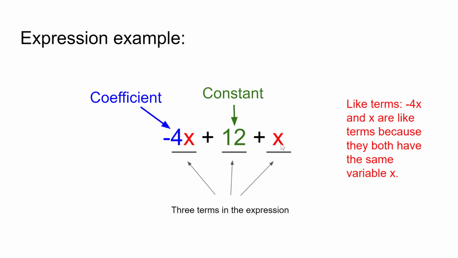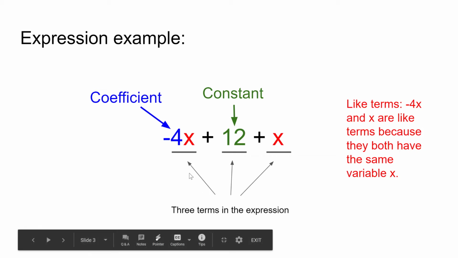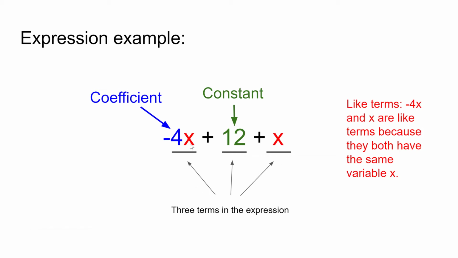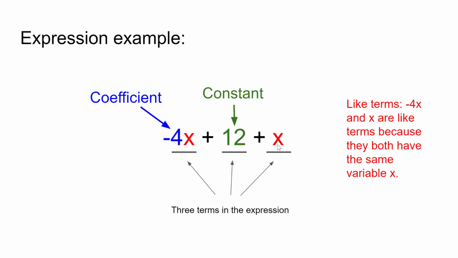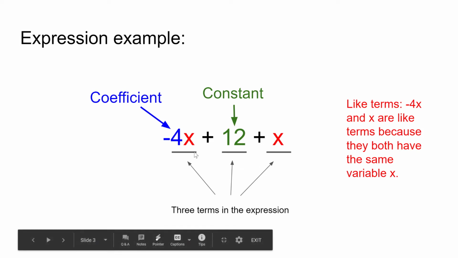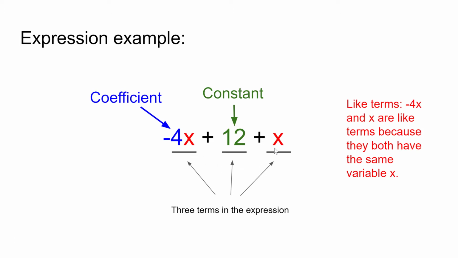Now, our last term that we had there was like terms. And like terms are any terms, so notice we've got three of them here, any terms that have the same variable. So we have two like terms. We've got -4x and x. They both have the variable x, and so they are like terms.